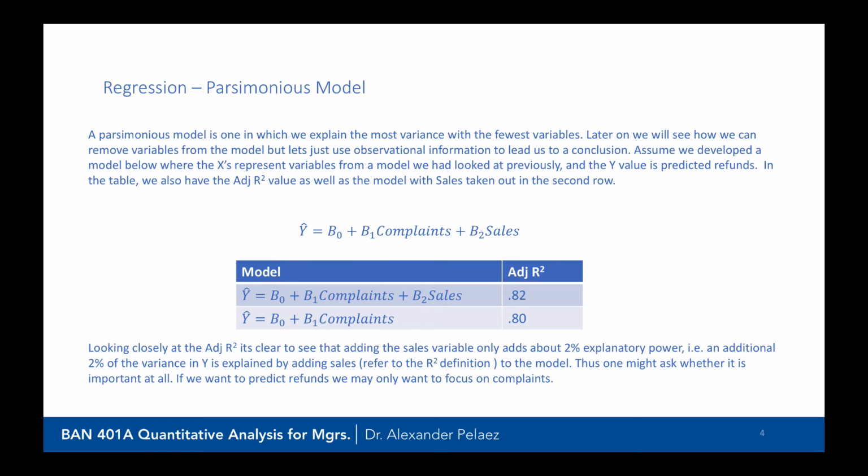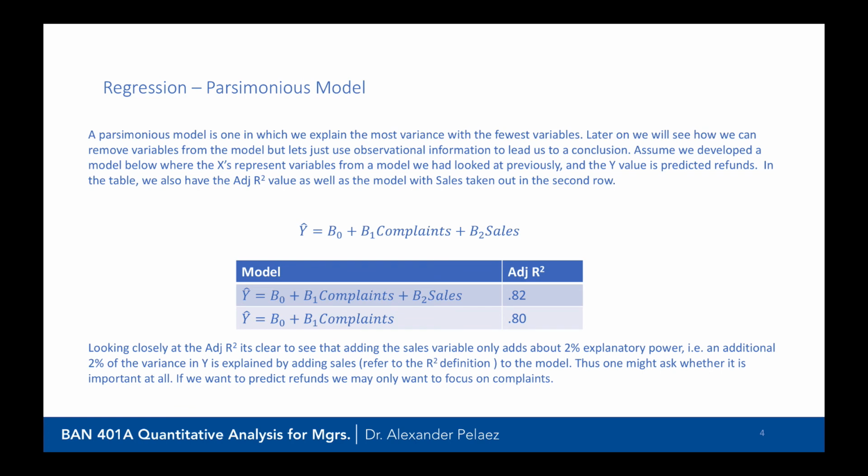You're going to see here that we have an equation, y hat equals b0 plus b1 complaints plus b2 sales. And if we have both terms in the model, we have an adjusted R squared of 0.82, whereas if we have just complaints in the model, we have 0.80. And so what this basically tells us is that adding the sales variable adds about 2% explanatory power. Or in other words, an additional 2% of the variance in y is explained by adding sales to the model.